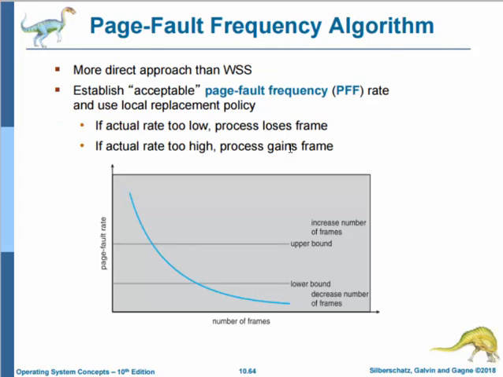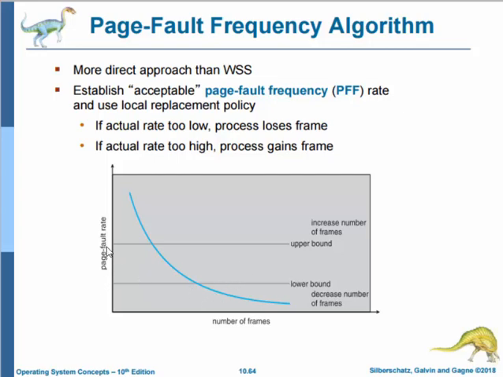So the working set model is successful, and knowledge of the working set can be useful for pre-paging, as we have discussed, but it seems a clumsy way to control thrashing. A strategy that uses the page fault frequency, or PFF, rate uses a local replacement policy. The specific problem is how to prevent thrashing, and thrashing is a high page fault rate.